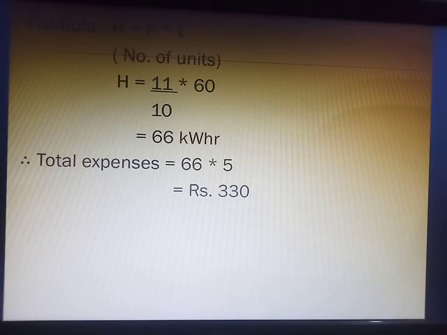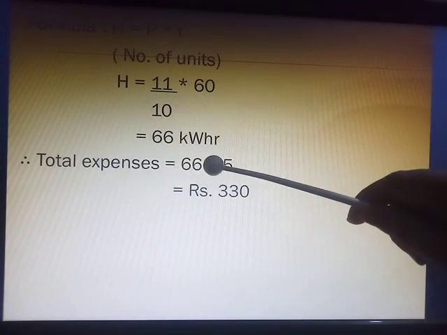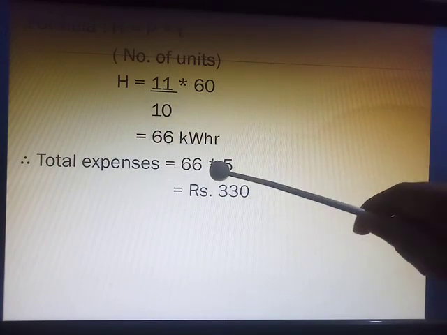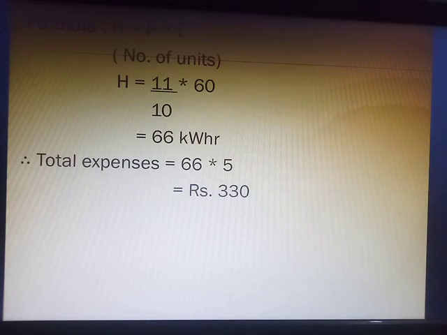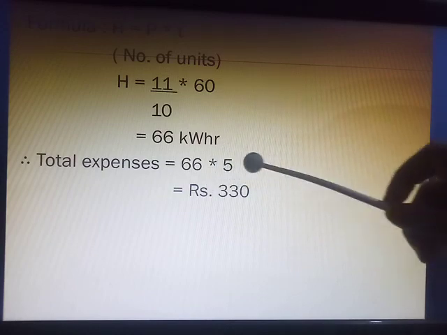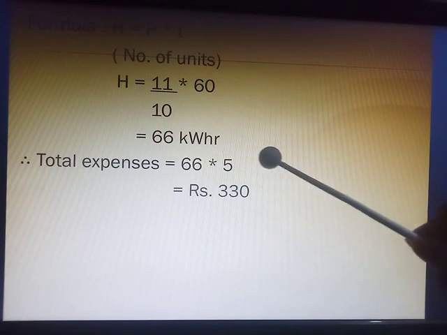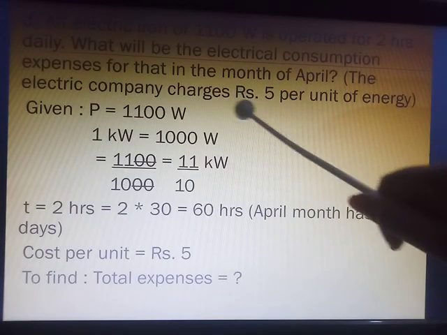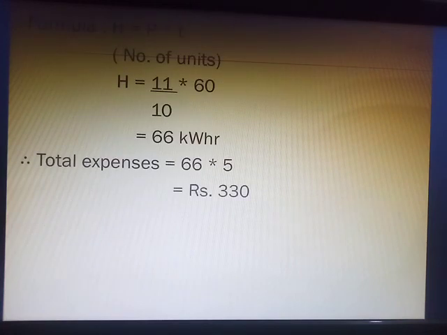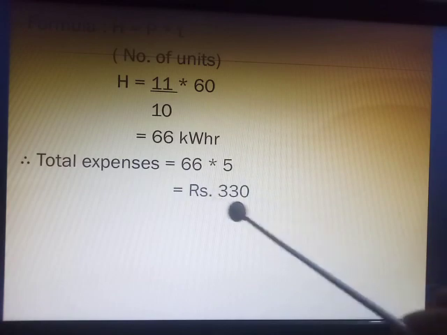Now cost per unit is how much? 5 rupees. And you have how many number of units consumed? 66. So total expenses is equal to number of units multiply by cost per unit, that is rupees 5. 66 multiply by 5 as it is expenses, and cost they have given here. You can see they have given rupees 5. So while you are getting the answer also, you will get the answer in rupees. So 66 multiply by 5 comes out to rupees 330.